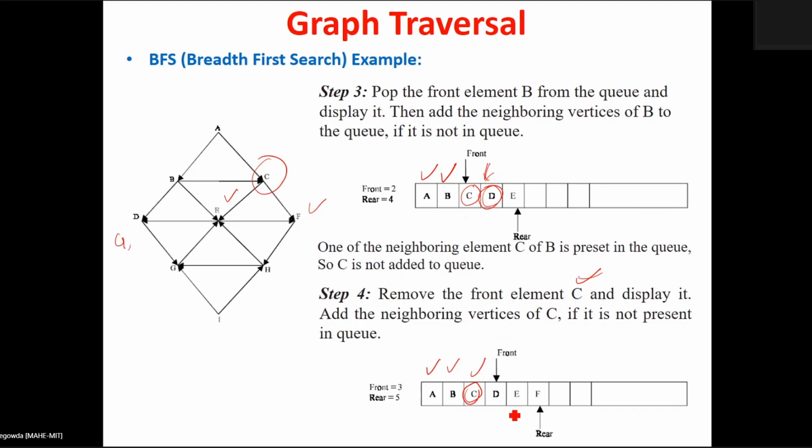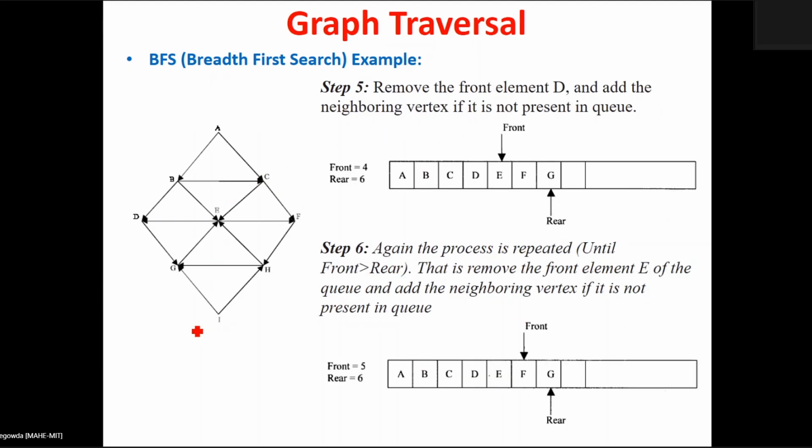This is the status of the queue after adding the neighbors of C. In the next step, you take out the front element and display it. Remove the front element, that is D. This D is displayed over there.